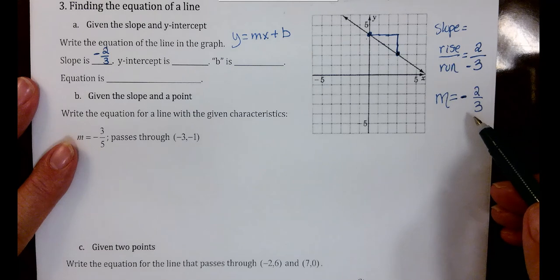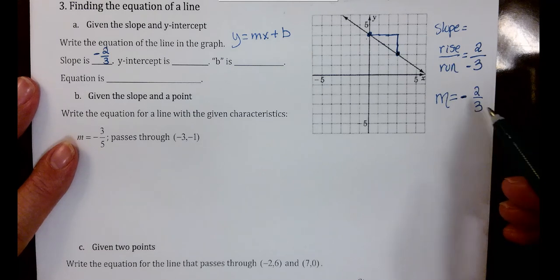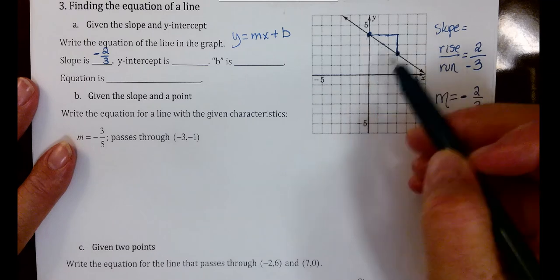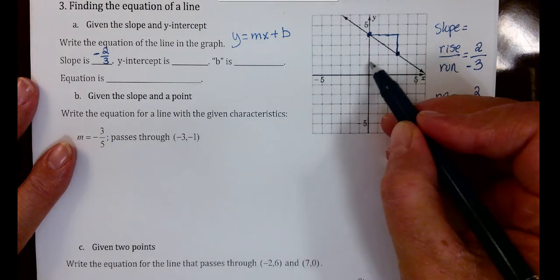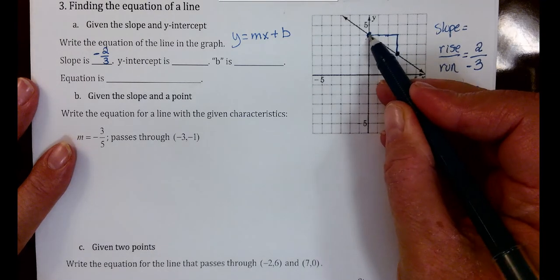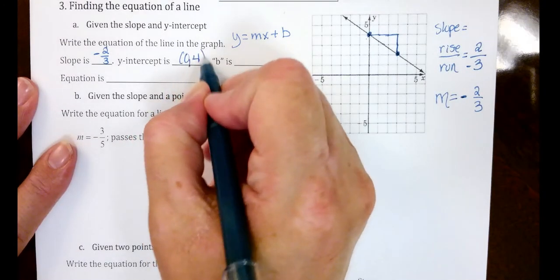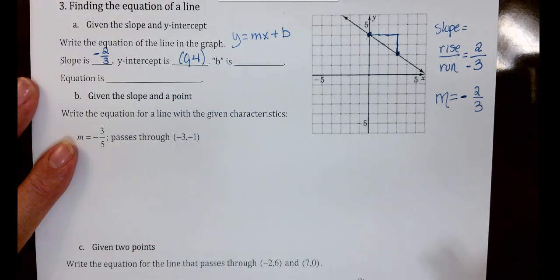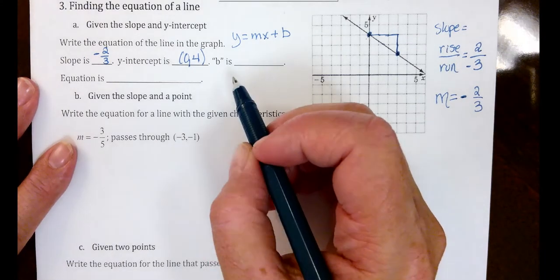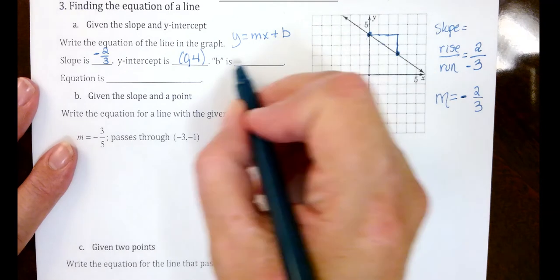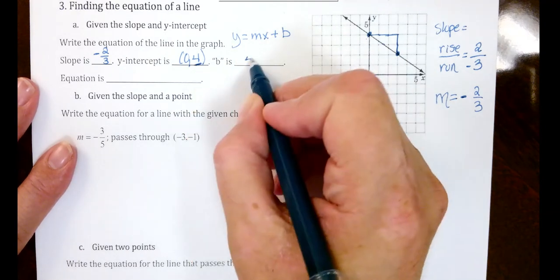Our next step is to find the y-intercept. Our y-intercept is right here. And what is that point? That point is 0, 1, 2, 3, 4. So we have (0, 4). Always count carefully. So our y-intercept is the point (0, 4). B is the y value of the y-intercept. So for this problem, B is 4.